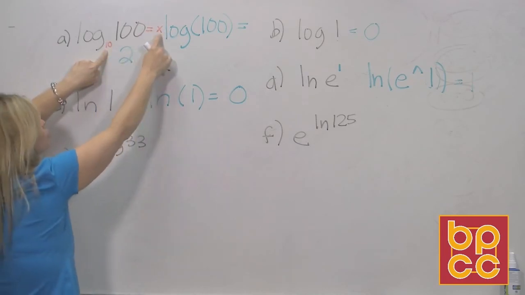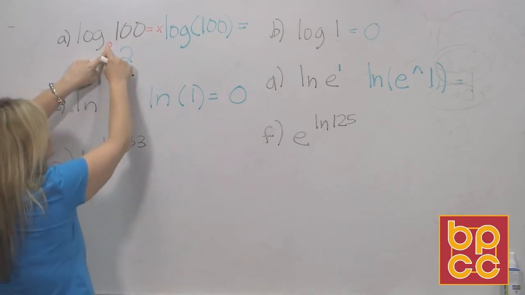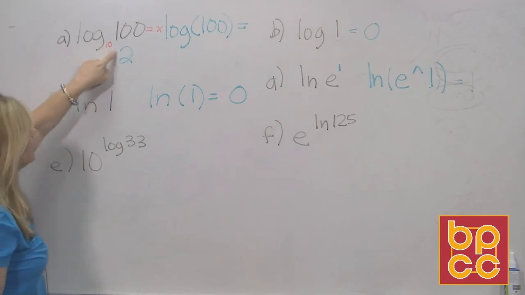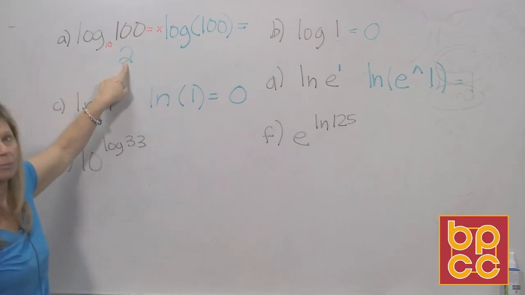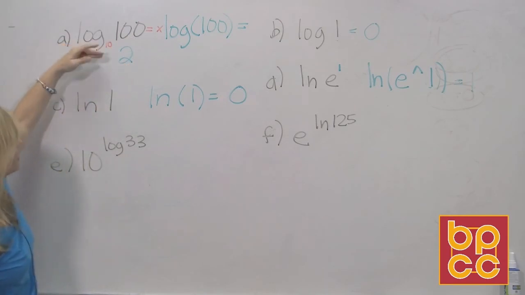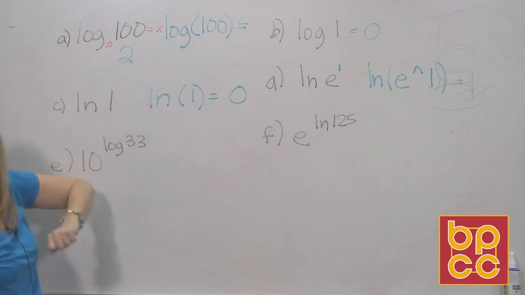10 to what exponent would be 100? So if you did the swing, 10 to the x is 100. We all know what exponent has to go on 10 to make 100? 2. So what I want you to notice is every time you hit the log button, this answer you're getting would be the exponent on the base.